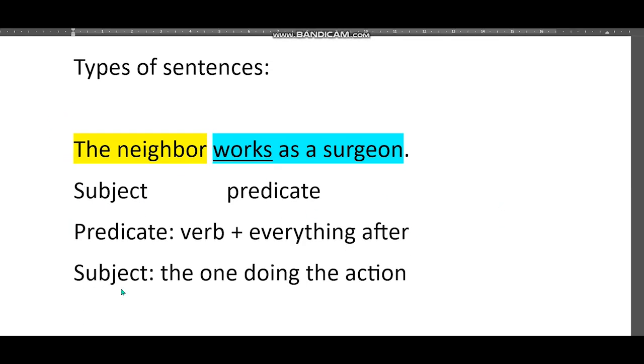What's the subject here? The subject is the one who is doing the action. So here the subject is the neighbor. And what does he do? The verb is works as a surgeon. So the verb is works. Works as a surgeon, the verb and everything that follows is called a predicate, okay?